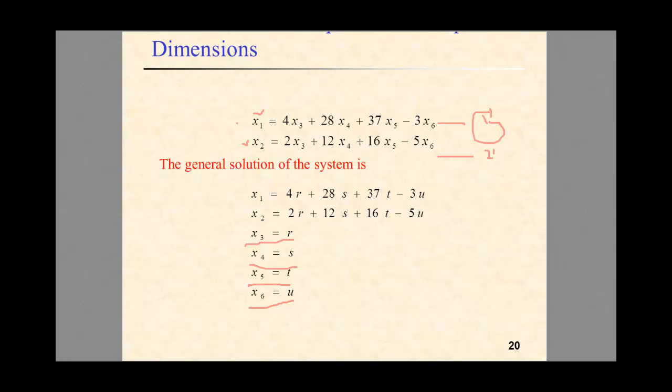So when I put x3 is equal to r, I can write 4r like in equation 1 dash, and 28s, and 37t, and minus 3u. The same, we assume that x3, x4, x5 are like r, s, t, u. So we put these values in equation number 1 dash.